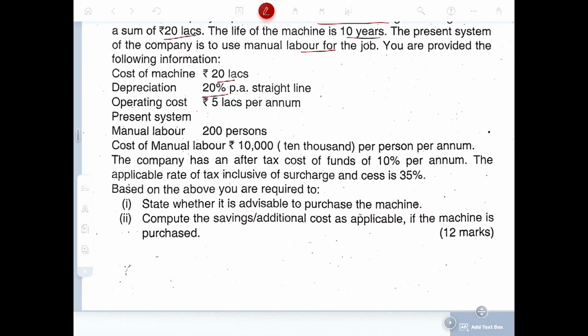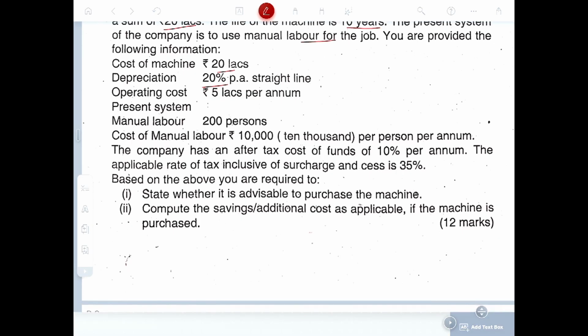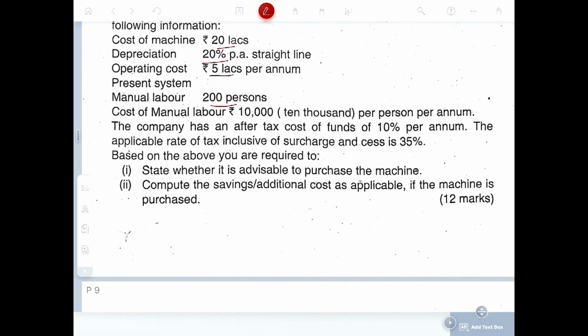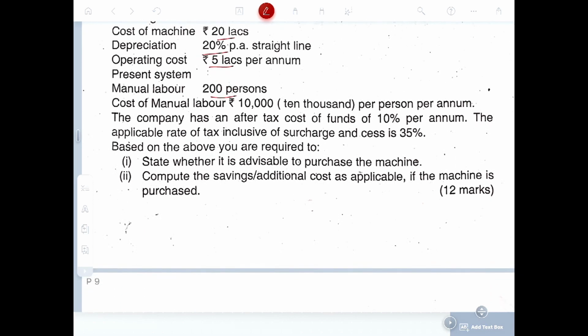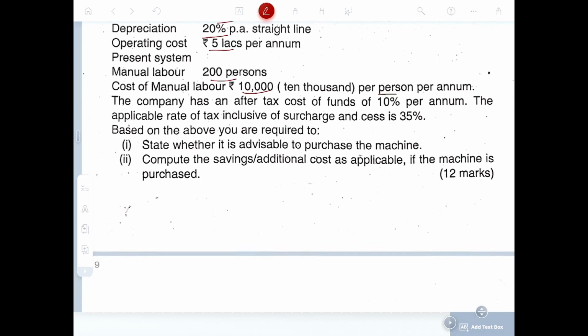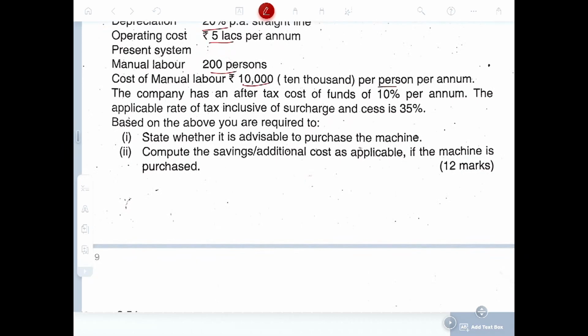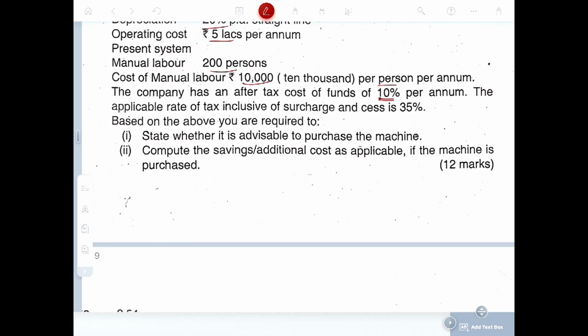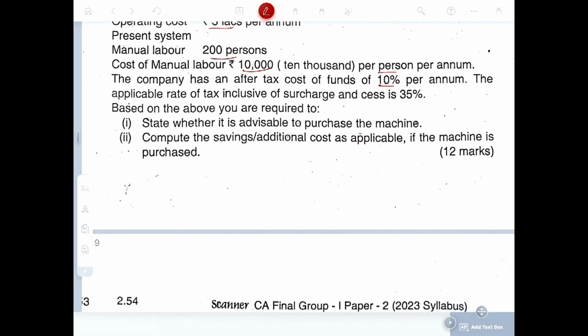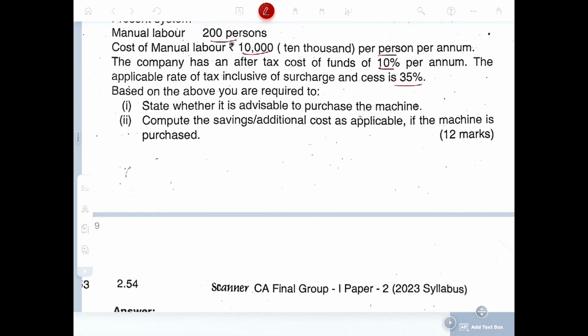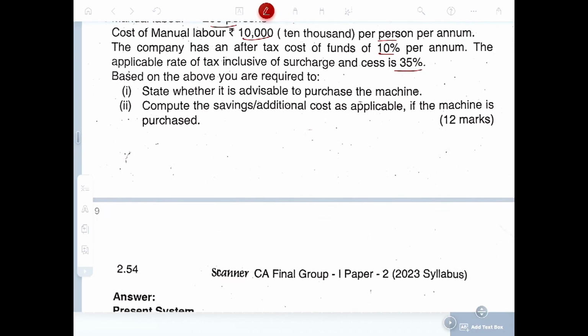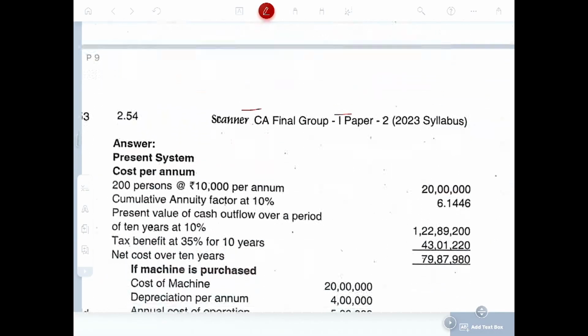Straight line basis. Now there will be only 5 years. Operating cost 5 lakhs per annum. Manual labor 200 persons. Cost of manual labor 10,000 per person per annum. Company has an after-tax cost of capital of 10% per annum. The applicable rate of tax including surcharges is 35%. Based upon the surcharges and the requirement, state whether it is advisable to purchase the machine, and compute the savings and additional cost of the machine.